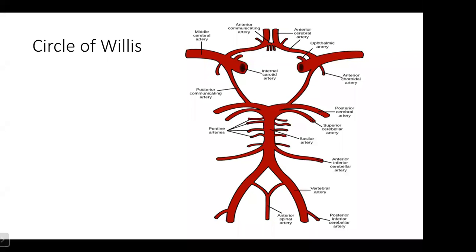To complete the circle, two connecting vessels are present: the anterior communicating artery, which connects the two anterior cerebral arteries, and the posterior communicating artery, which connects the internal carotid artery to the posterior cerebral artery.